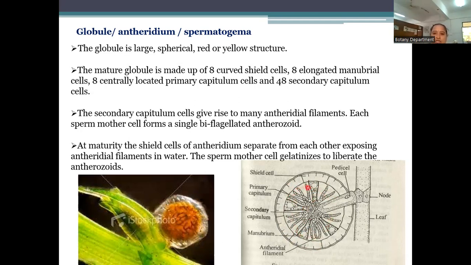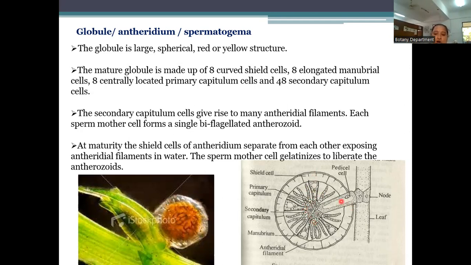Manubrial cells. Here, see this one, this is the manubrium. Here you can observe 1, 2, 3, 4, and again on the backside 4 manubrium. Total 8 manubrial cells. That name is called handle cell. How many manubrial cells are there? All are manubrial, also 8. This cell's other name is manubrial cell or handle cell.